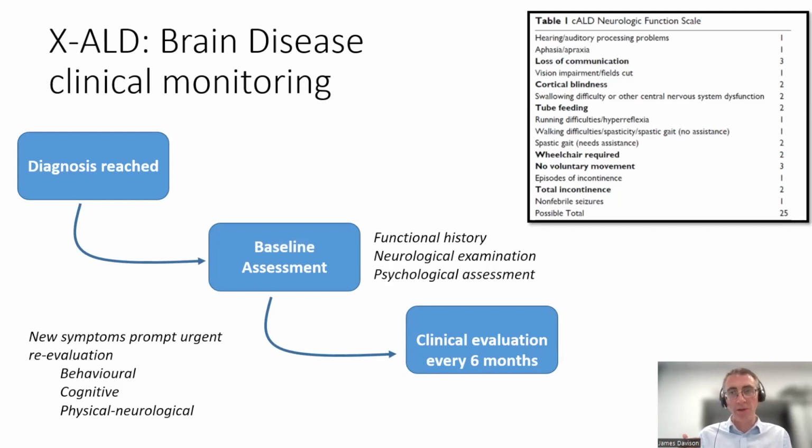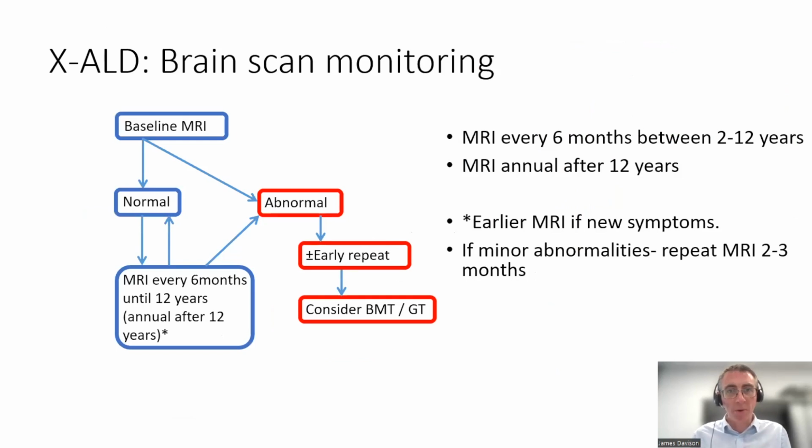And if you develop any new symptoms, that will prompt an urgent re-evaluation, so a change in behavioral patterns, a decline in cognitive function, school being worried about academic performance changing, or if there are physical neurological problems, then that will prompt a re-evaluation. And so that score can help us to assess how far progressed that brain disease might be.